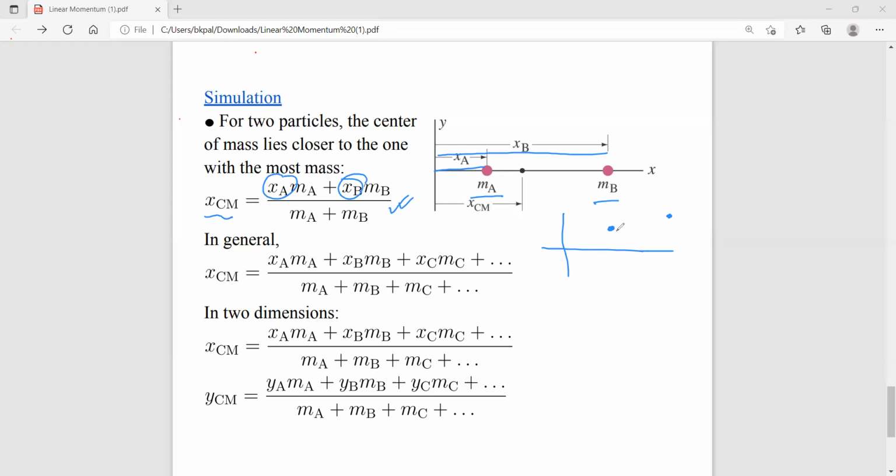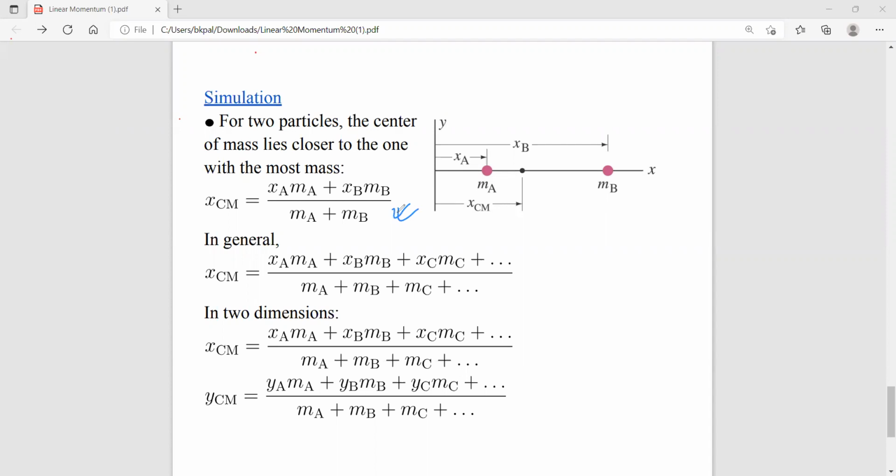So when you have this equation, the important thing to remember is that XA, XB and XCM are all measured from the same line. Same reference line, same reference point. If you change the reference point for one object, make sure you do it for all the others. So that is for two objects. If you use this equation, you can show where the center of mass would be.